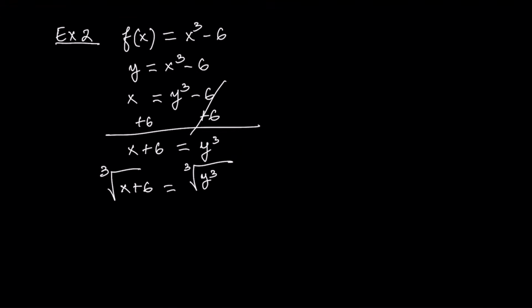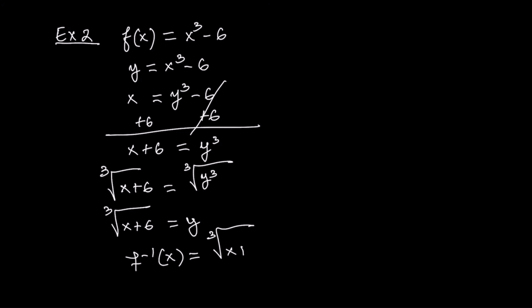On the right side, the cube root and the exponent 3 cancel each other out. That simply leaves us with y. So now we have the cube root of (x + 6) = y. Finally, rewrite the answer using inverse notation. The inverse function is f inverse of x = the cube root of (x + 6). Again, you could expand it if necessary, but it's not required unless instructed.